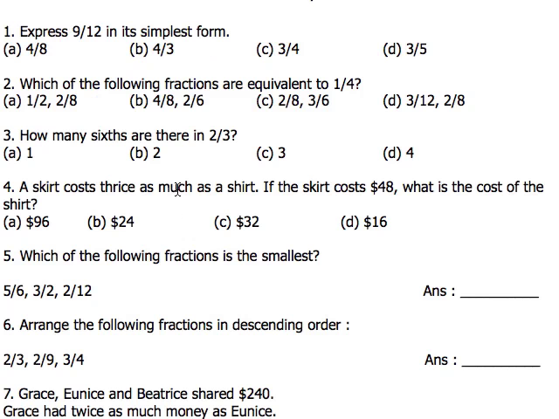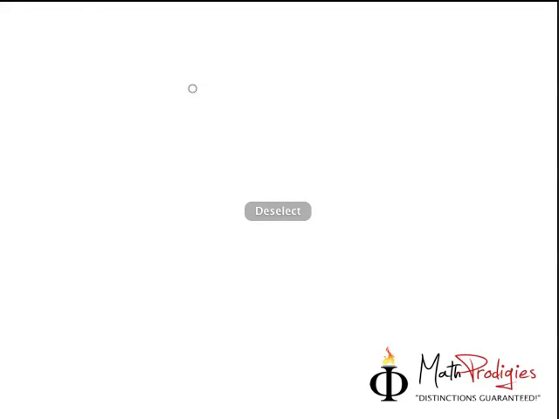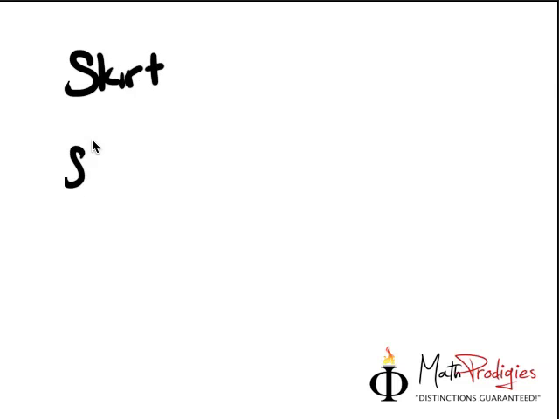Wait a minute. A skirt costs twice as much as a shirt. Okay, I think I'm wrong. It's definitely the other way around. Therefore, 3 shirts is going to give me 1 skirt. Okay, I think this is too confusing. Let me just draw it out in the model because it's so much easier. Okay, a skirt here and a shirt. The skirt costs 3 times as much.